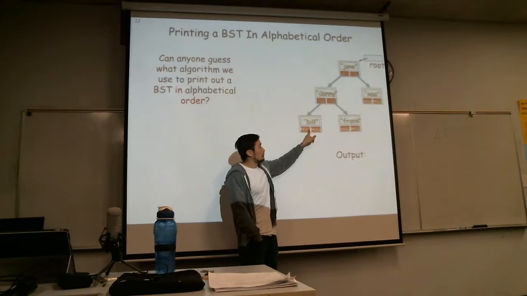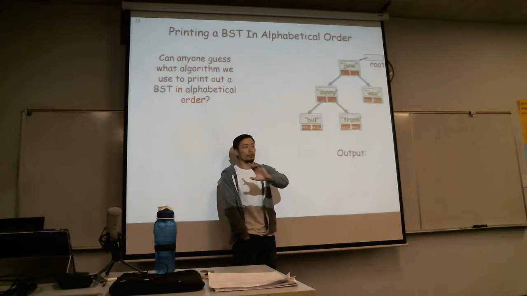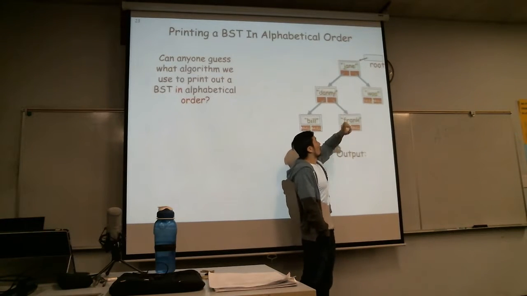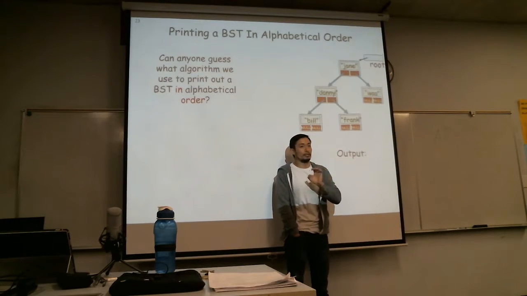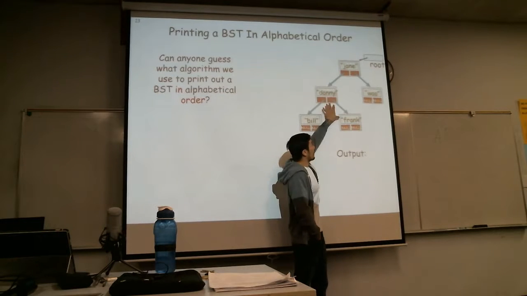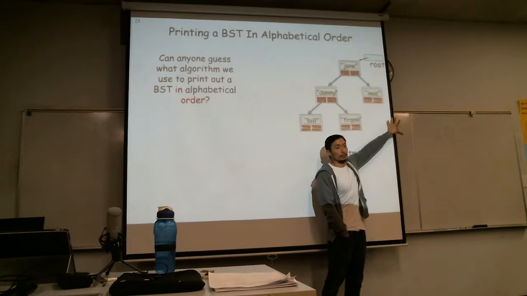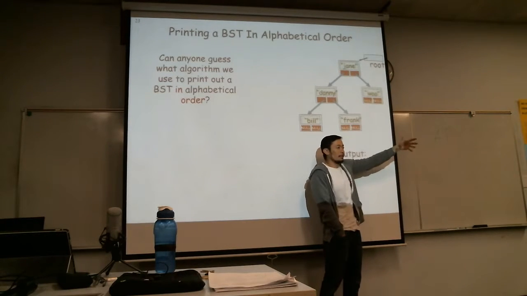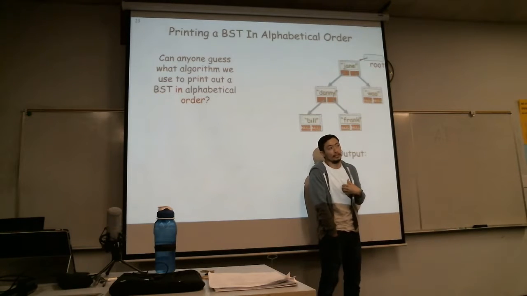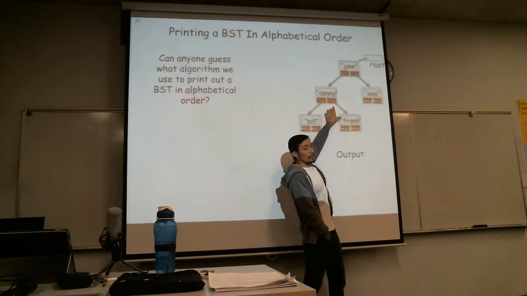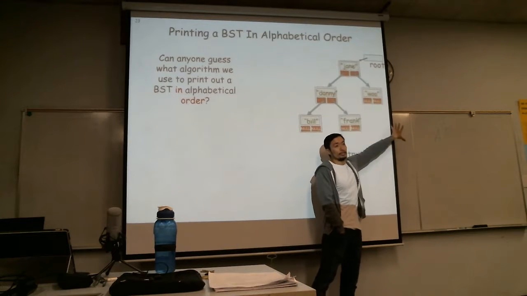Let me ask it this way. We always begin at the root, right? And relative to the root, which subtree do I print completely first? The left, and then I print the root. Then I completely print the right subtree. It's almost like recursive thinking. Starting here, I first print my left subtree, then myself, and then my right subtree.